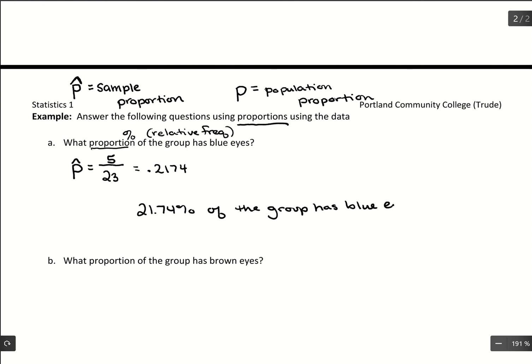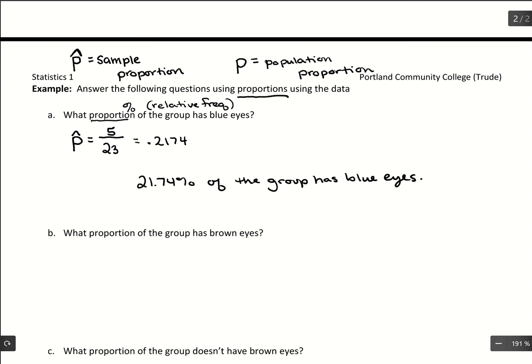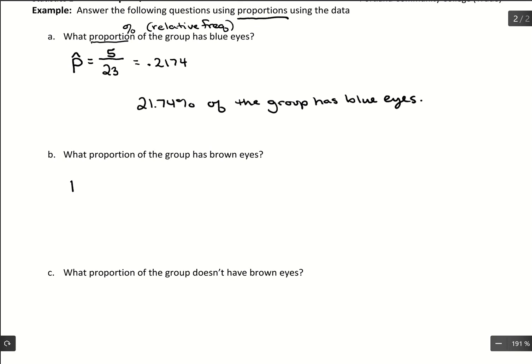Then for the next question, what proportion of the group has brown eyes? Same idea. In the numerator, we have the number of people who have brown eyes, which was 13, out of our sample of 23, which gave us that 0.5652. So we'd say 56.52% of the group has brown eyes.